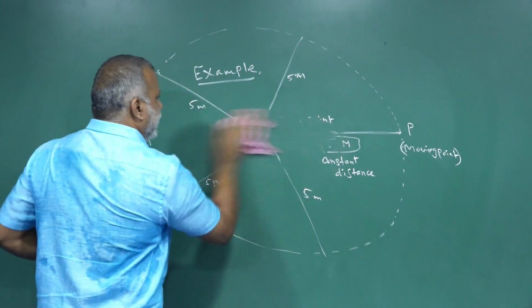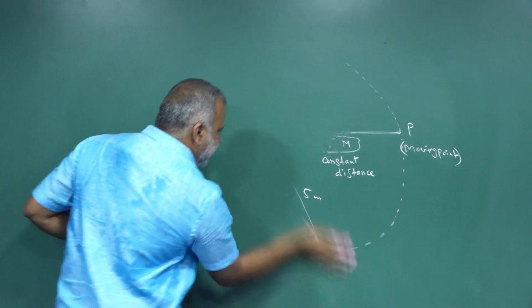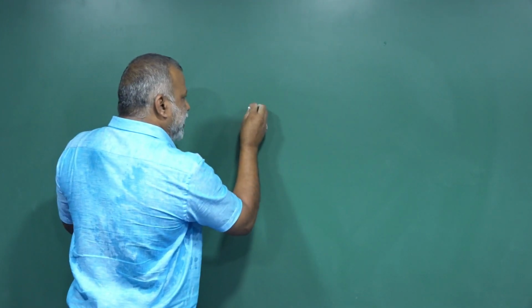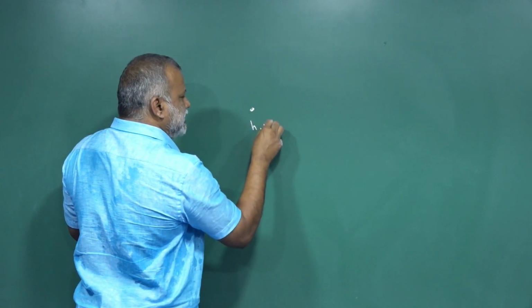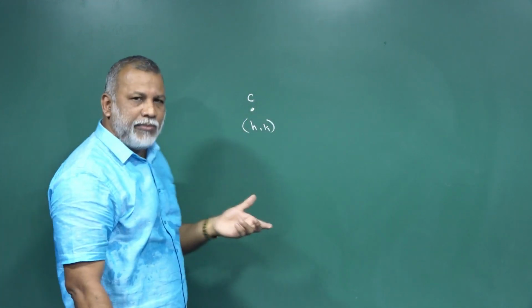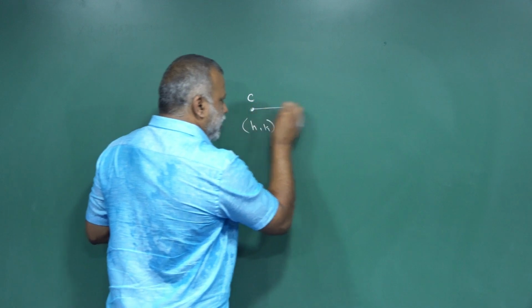Now listen, how are we able to create the equation? See this fixed point. I am considering a fixed point. It is always, in general, h comma k. Say C, C is the name. It is always taken as h comma k.